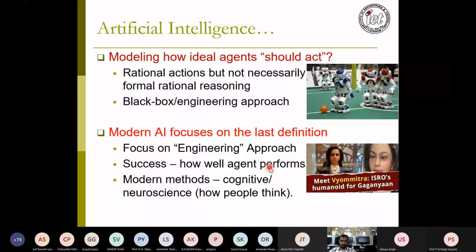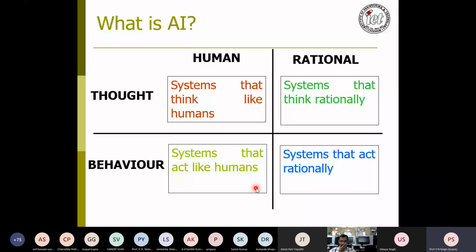And a very famous example, some of you might remember this Vyommitra humanoid, which was developed by ISRO to study, and also to expedite the Mars mission. So these types of developments are going on all around us, and that basically provides some motivation to the learner about the power of AI, about the potential of AI.